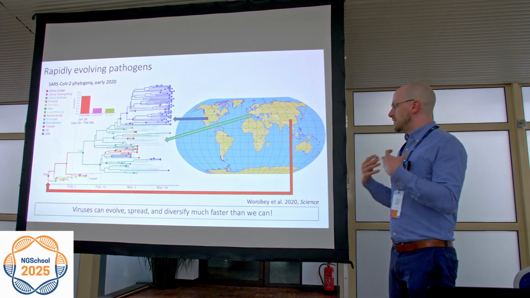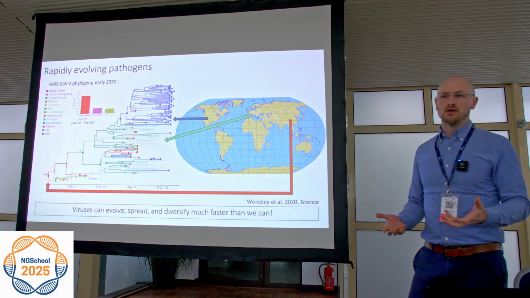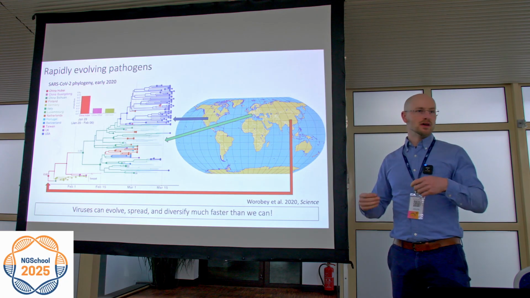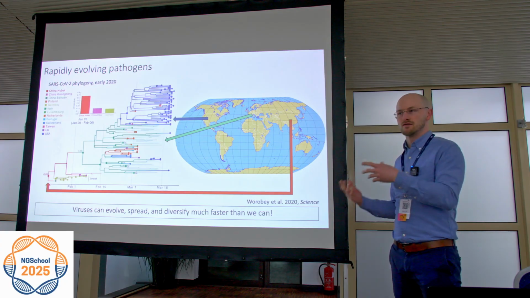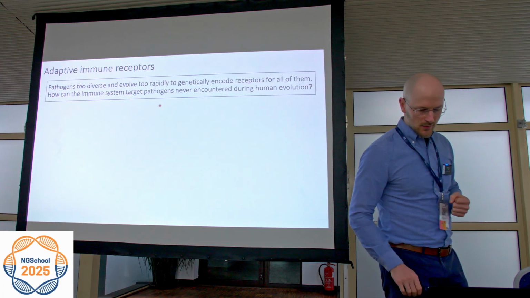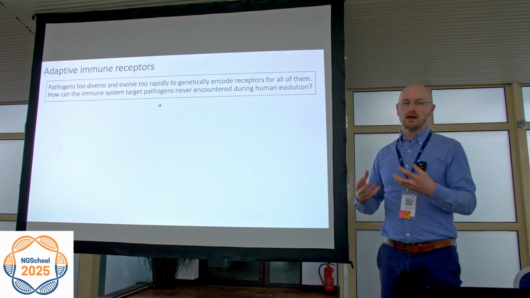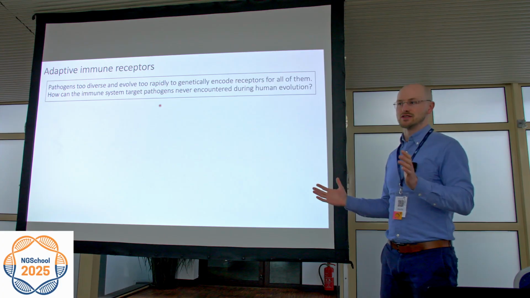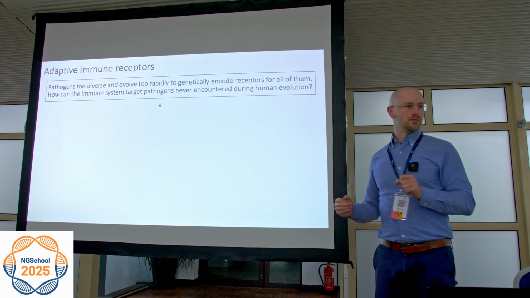So this is kind of a conundrum and really a vexing problem in immunity, which is we as big multicellular organisms evolve much more slowly than the viruses and bacteria that infect us. So how exactly is it that we are able to create an immune response against something that evolutionarily we just haven't seen before? Any guesses?